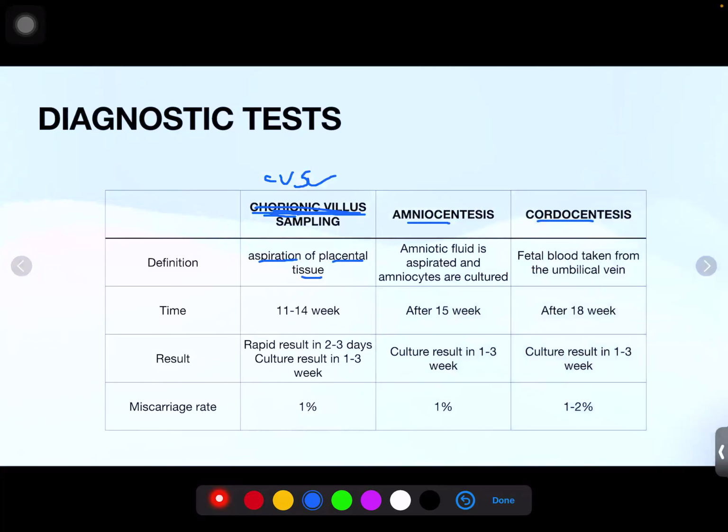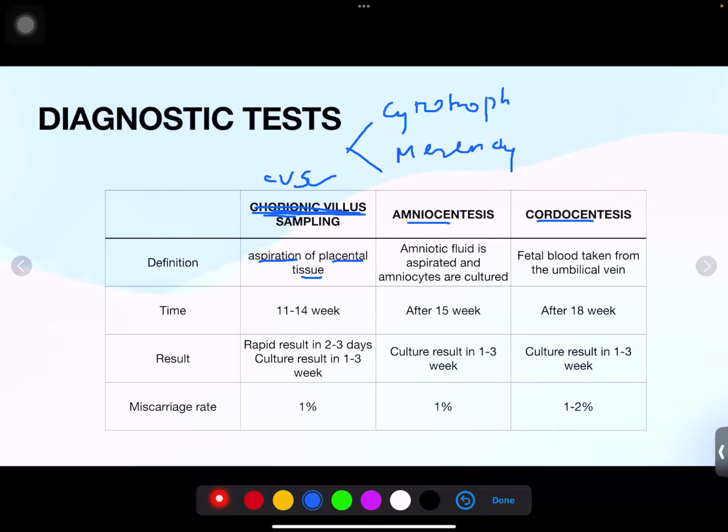So you take a sample of placental tissue, and you do two tests. In the CVS, you take two samples. One is cytotrophoblast in the placenta, and you also take the mesenchyme. Cytotrophoblast are very actively dividing cells, and because they're actively dividing, you can have a rapid result in 2 to 3 days. And in mesenchyme, you have to go for culture.